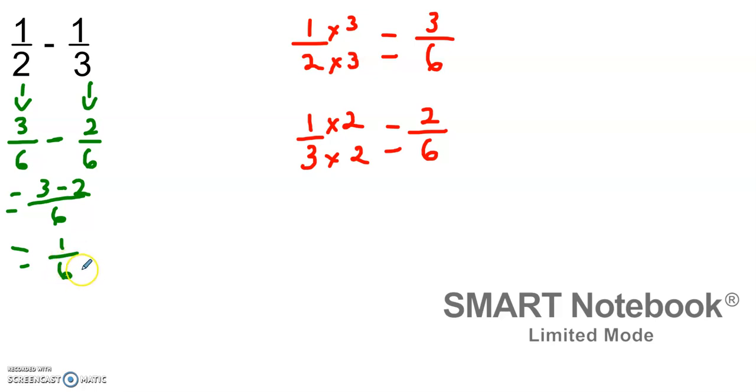And I look, can I simplify this? Really, no, we can't. So I'm going to circle this, and this is going to be my final answer, 1/6. Okay, so make sure that you write your equivalent fractions, then you subtract, and then you simplify. In this case, we can't simplify, so we're just going to write our final answer as 1/6. I want you to pause this video now and write this in your notebooks.